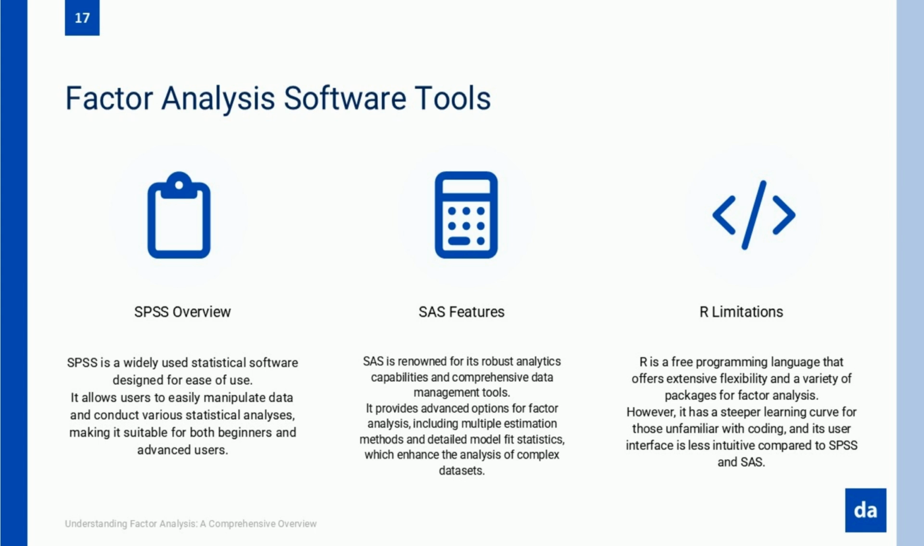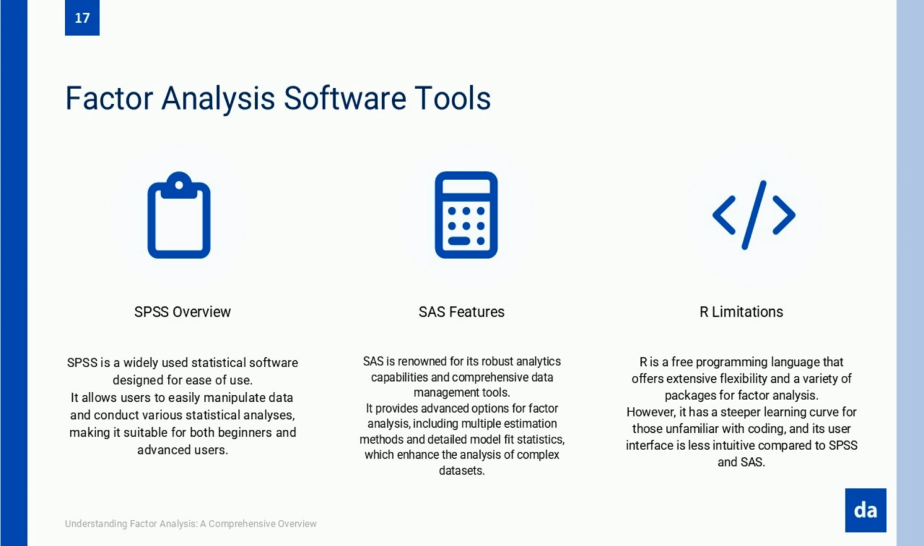For those who need more control, R is the go-to choice. Think of it as a manual transmission sports car, powerful, fast, and customizable, but with a learning curve. R is completely free and comes with multiple packages like Psych and Lavaan that let you fine-tune every aspect of factor analysis. However, it requires coding, so if the thought of typing commands instead of clicking buttons makes you nervous, it might take some getting used to.